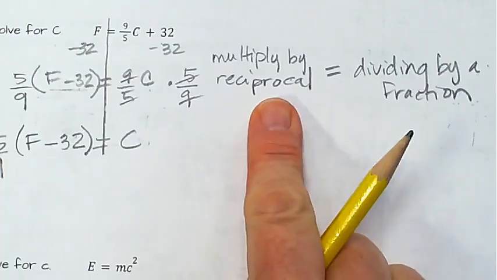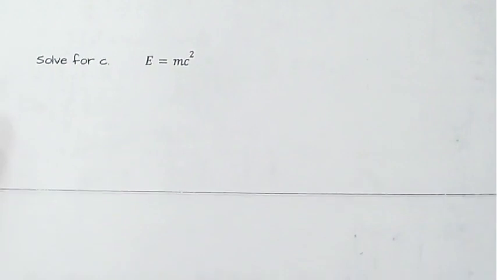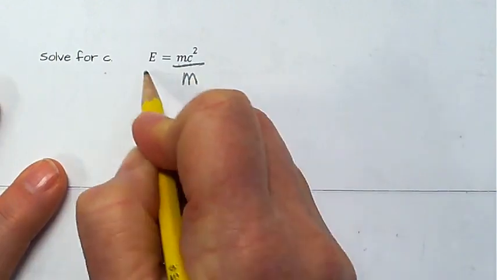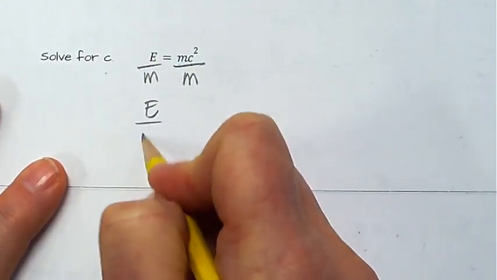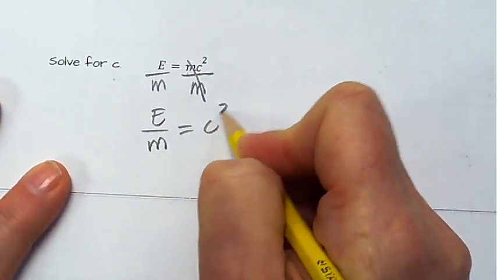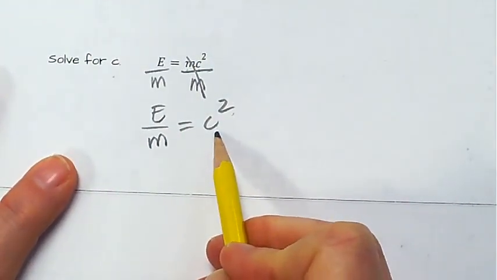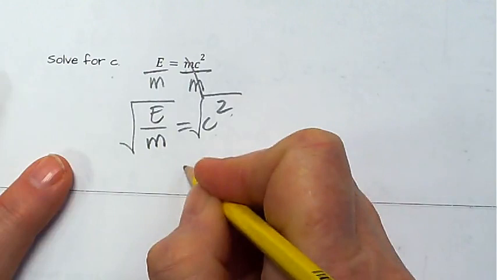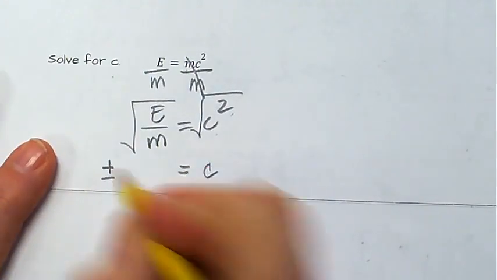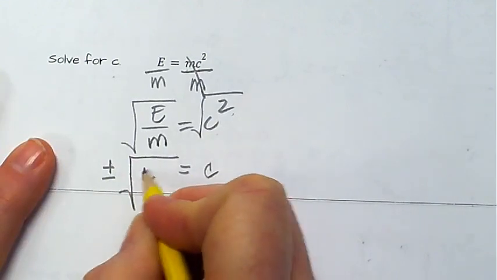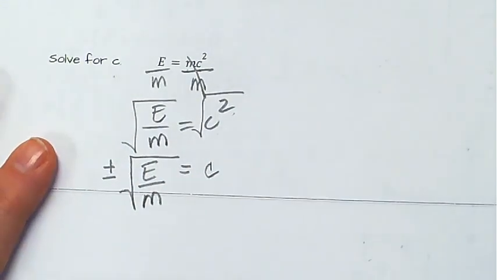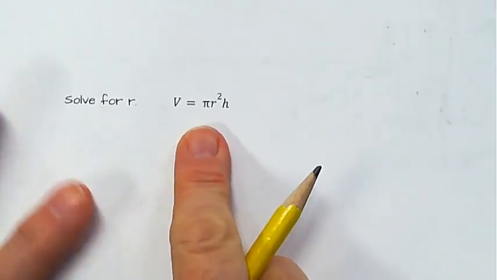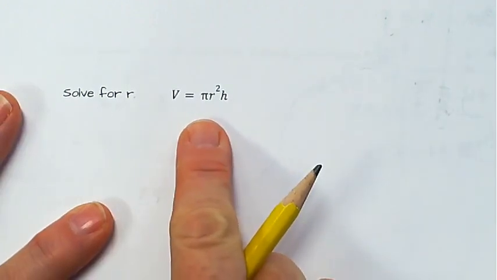Okay, solving for c, we want to get c by itself. Let's get rid of m. Divide both sides by m. We want to undo the squaring. The opposite of squaring is taking the square root. So c equals plus or minus square root of e over m. That's it. And by the way, there's one like this on the test where you're undoing the squaring. So I do have another packet if you want some more practice with this.